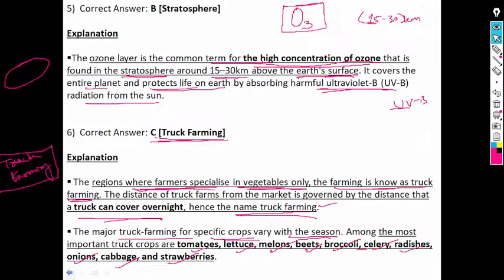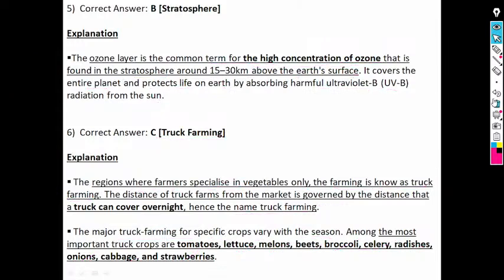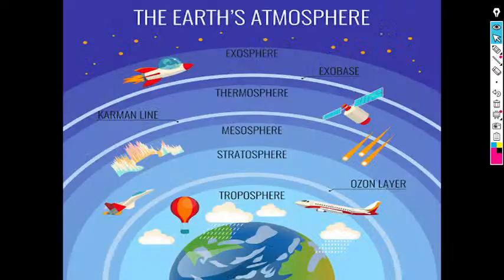Next, if I say the stratosphere, here is the diagram that gives clarity. This is the troposphere and the stratosphere is here. The ozone layer is mainly concentrated in between the stratosphere and troposphere. This one is your ozone layer. This is your Karman line.